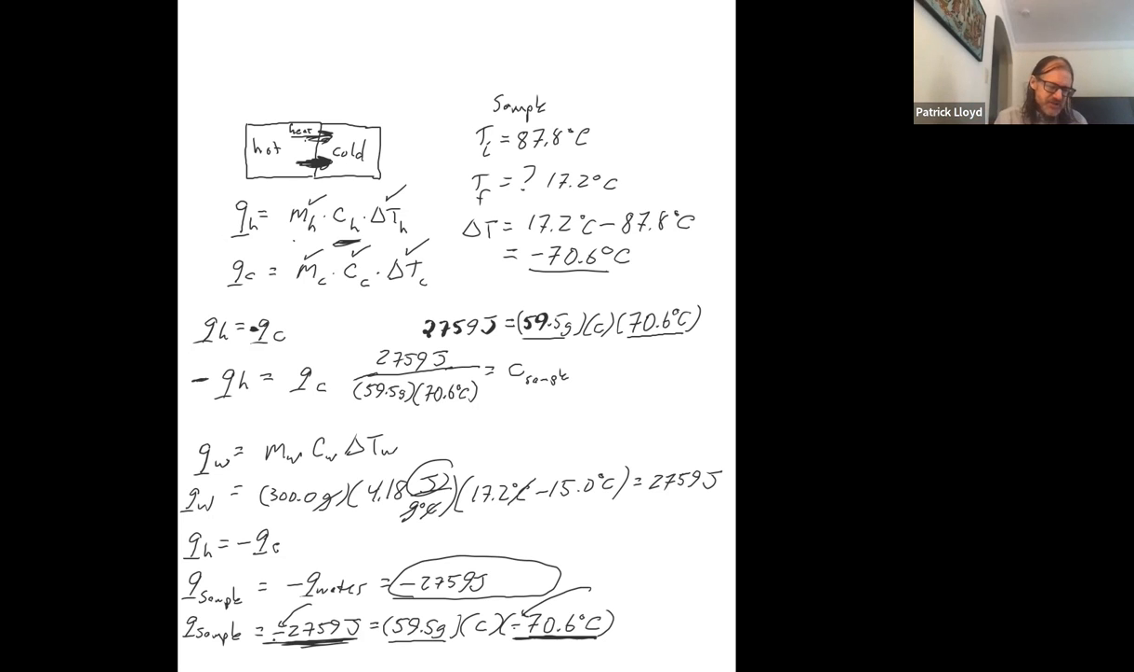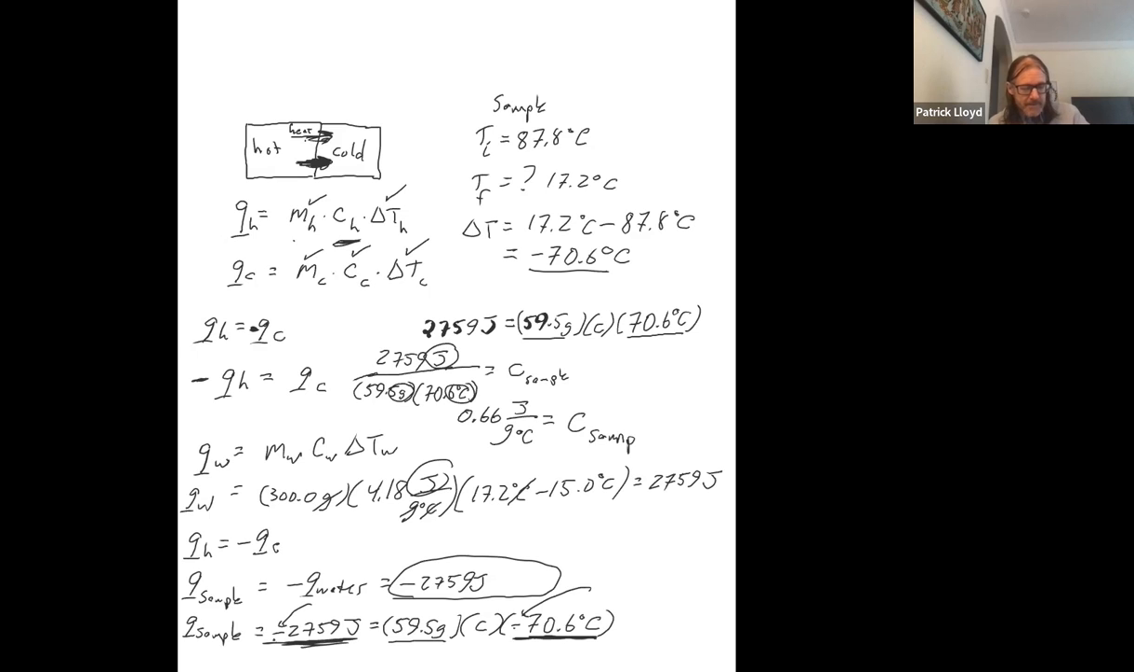So 2759 divided by 59.5 divided by 70.6, and it looks like it's about 0.6. They tell you how many significant digits they want: 2, which is good because experimentally you're losing a lot of heat anyways. It's not going to be that accurate. So 0.66. Yep. Units are joules over grams over degrees C, and that's going to be C of the sample.